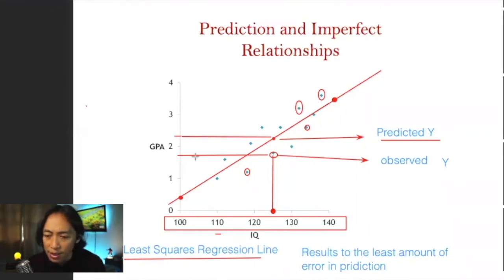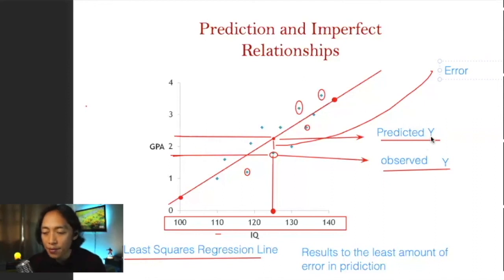But for this case, the grade point average of this specific case, the observed Y is actually below 2. So there is a discrepancy between the observed and the predicted. There is that distance. Okay? And this distance between the observed Y here and the predicted Y here is what we call error.